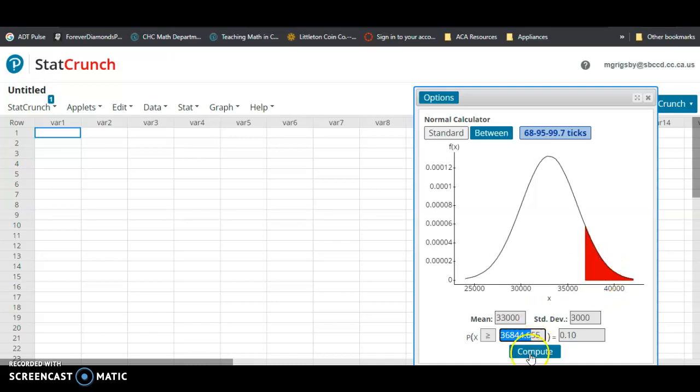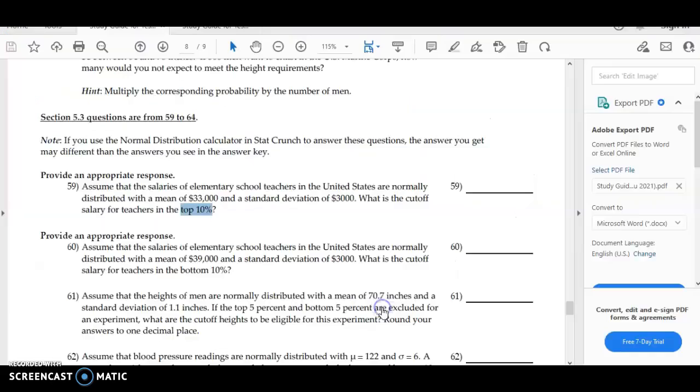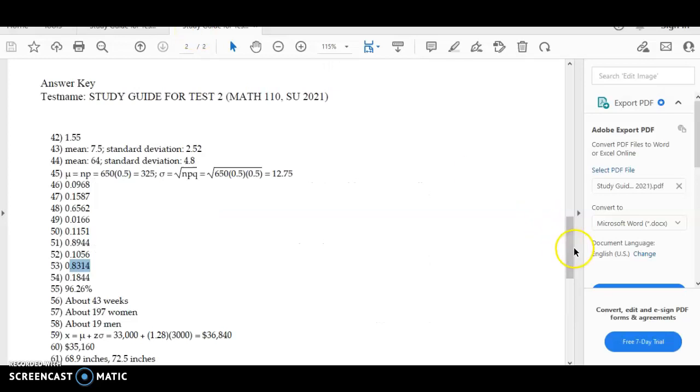So the minimum salary of a teacher in the top 10% would be $36,844. You would round your answer accordingly. It doesn't say how you're supposed to round it, but let's go ahead and check our answer key to see what it says for that particular question.